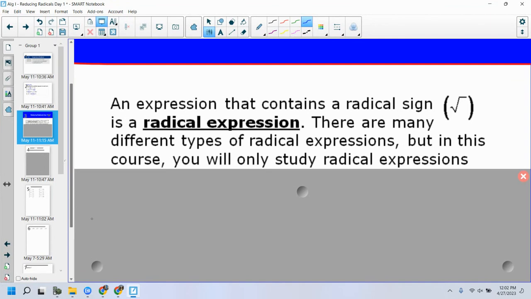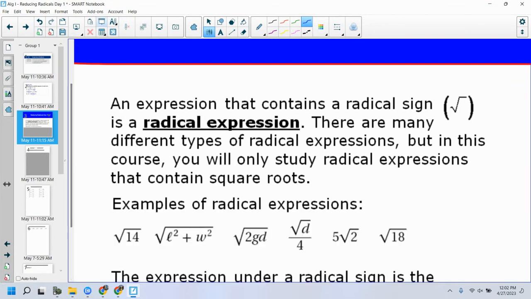Now, let's talk about what a radical expression is by definition. An expression that contains a radical, this is kind of a silly definition. An expression that contains a radical sign is a radical expression. There are many different types of radical expressions, but in this class, we're only going to be talking about square roots. Basically, I have this invisible 2 written. I know we talked about other radicals where we have rational exponents.